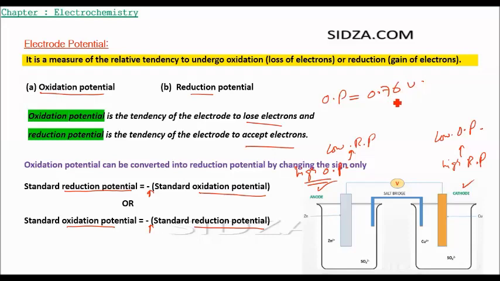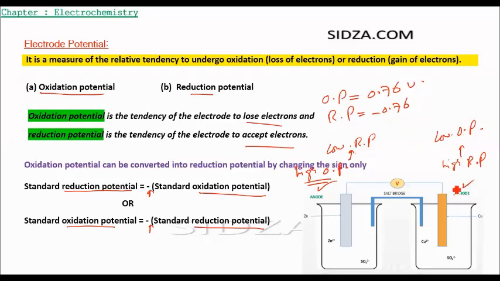This is the tendency of the zinc electrode to lose the electron. So that means its oxidation potential is 0.76. So what will be the reduction potential for the same electrode, for the zinc? Simply changing the sign, negative of the 0.76. So minus 0.76 is the reduction potential of the zinc, while plus 0.76 is the oxidation potential. So that's how we interconvert oxidation potential and reduction potential, simply by changing the signs only.